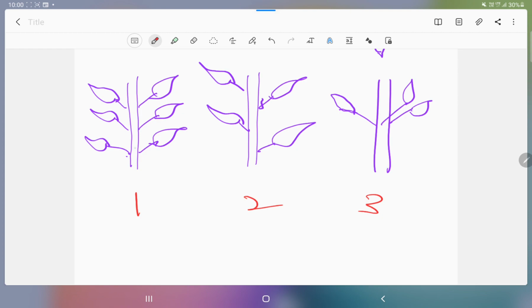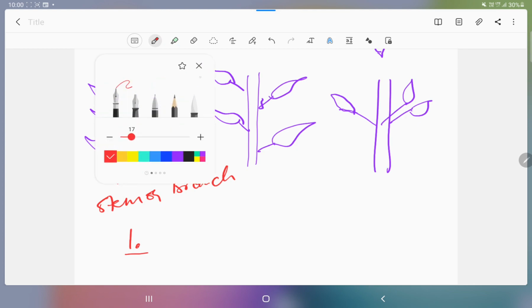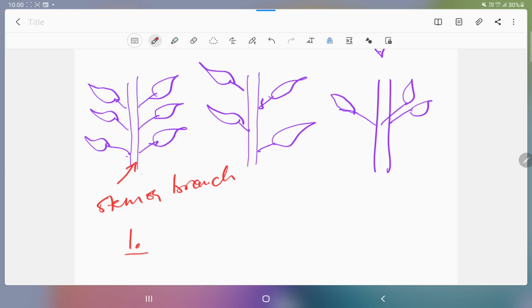So we have three stems here. Let us look at diagram number one. So here's the first diagram. If you look at the central part, this is the stem or the branch of a plant. If you look around, I want you to please focus at the node. So how many nodes do we have? This is the first node, this is the second node, and this is the third node.